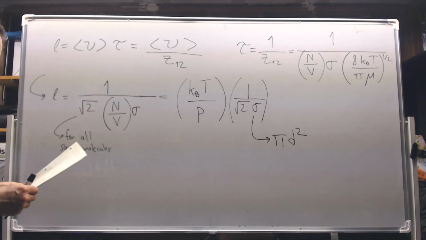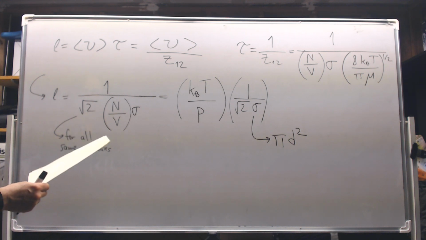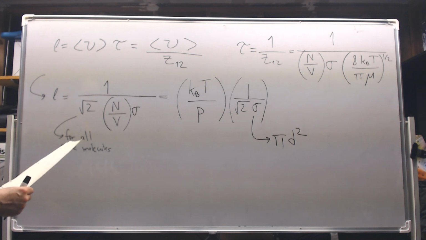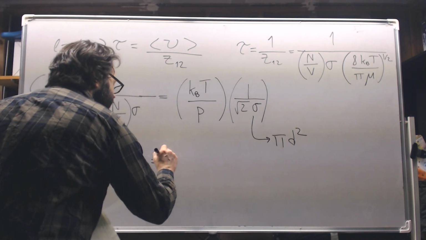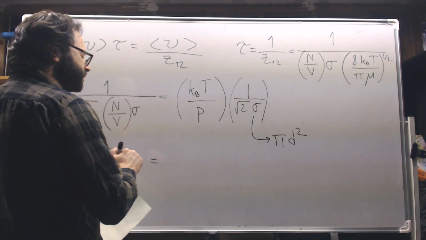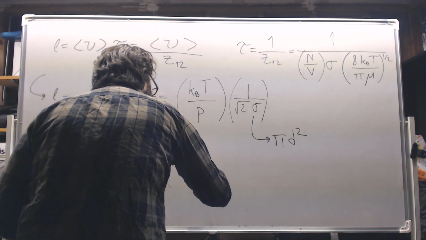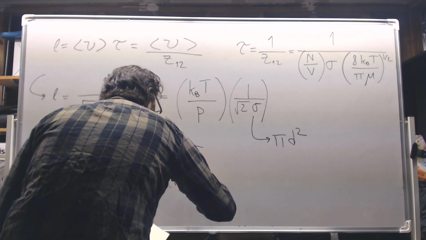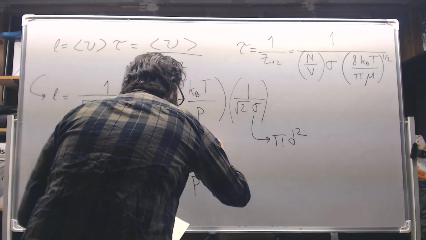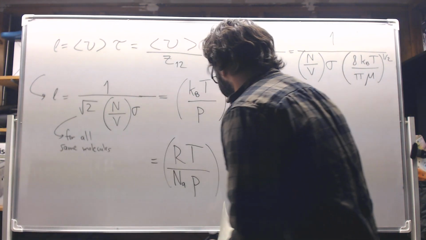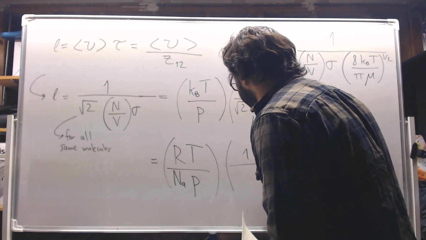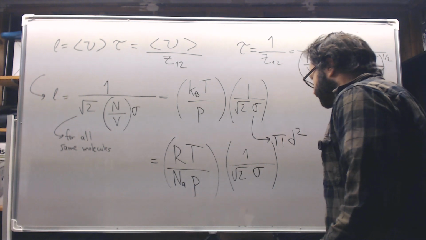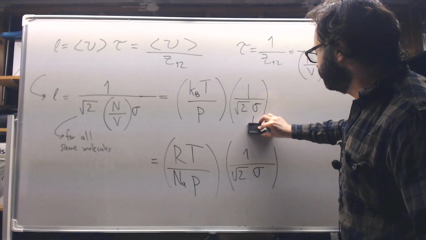And so in the notes, I tell you that for an argon atom at room temperature and atmospheric pressure, the mean free path is about 80 nanometers. You can also rewrite this in terms of molar quantities. If you don't want to work with Boltzmann's constant, you can write this in terms of the gas constant R, and write this as RT. But now you're going to have to include the Avogadro number in the denominator to make everything work out, times 1 over square root of 2 sigma. So that's the mean free path.